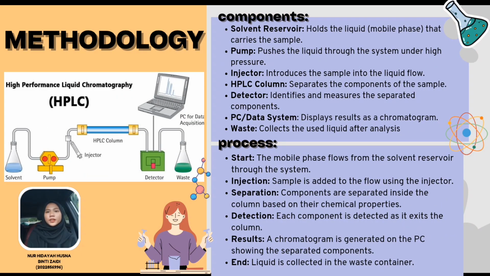Let's look at the main components of HPLC. First, solvent reservoir. This is where we store the liquid, called the mobile phase, which carries the sample through the system. Second, pump. The pump moves the mobile phase through the system at high pressure, ensuring consistent flow. Next, injector. The injector introduces the sample into the system accurately. It can be manual or automatic. Number 4, HPLC column. The column is the heart of HPLC. It separates the sample components based on their properties.